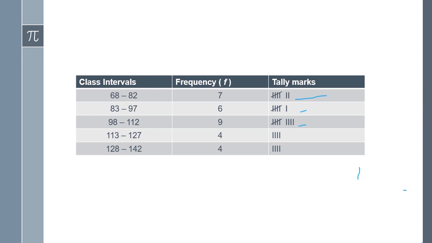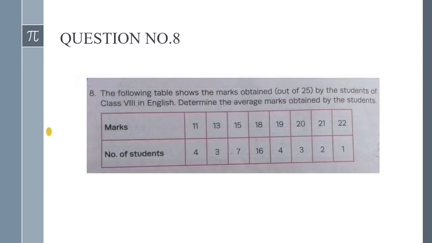So this is the final table for the frequency distribution of the 30 mangoes picked at random from a consignment. We have class interval, we have frequency, and we have tally marks. This is the required frequency distribution table. Hope you get how to get the frequency distribution table out of the given data sets. Moving on to the next question, which is question number 8.